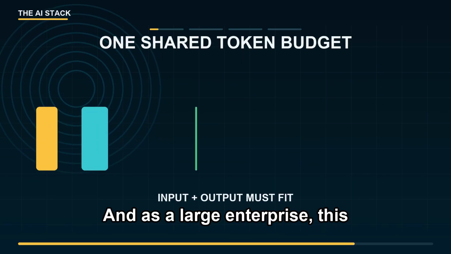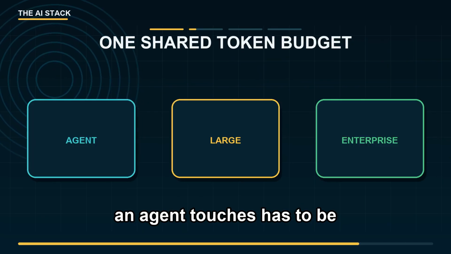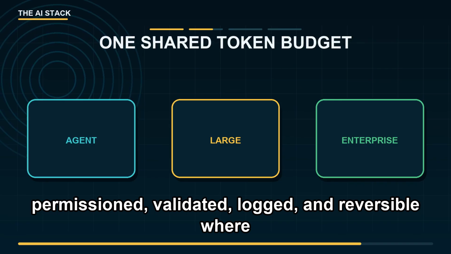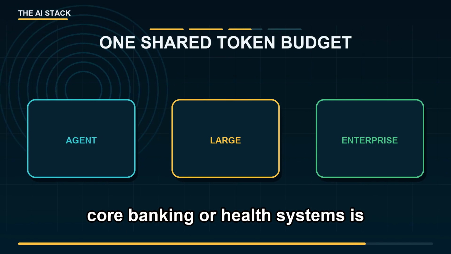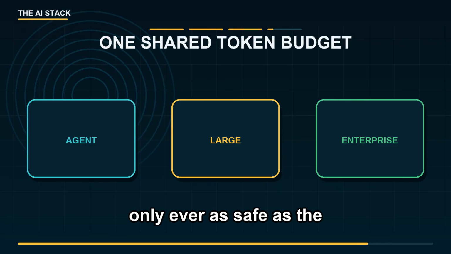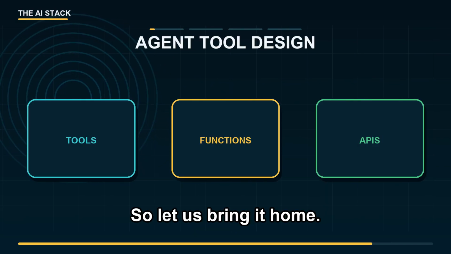And as a large enterprise, this is the whole ballgame. Every tool an agent touches has to be permissioned, validated, logged, and reversible where possible. Because an agent reaching into core banking or health systems is only ever as safe as the boundary you built around its tools. So let us bring it home.